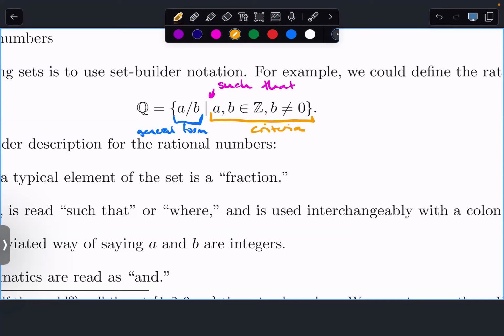If we take our time and break this down, we can read it. The set of rational numbers is the set of elements a over b such that a and b are in the set of integers and b is not equal to 0.